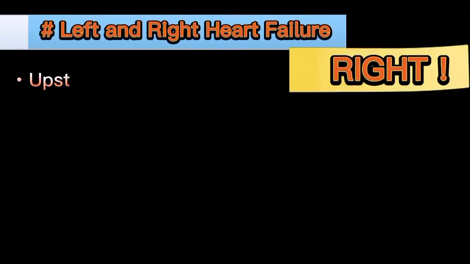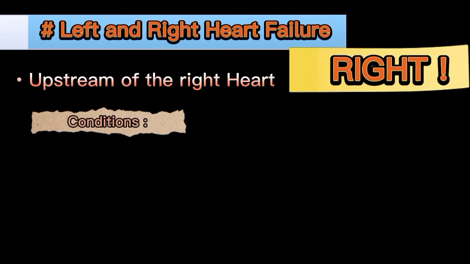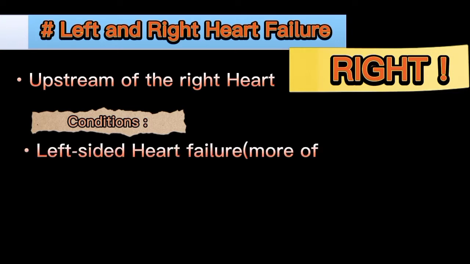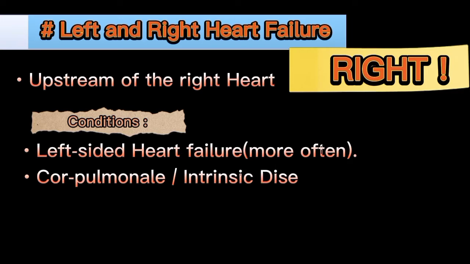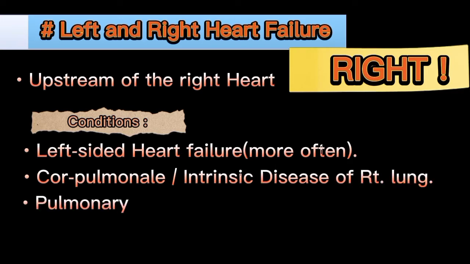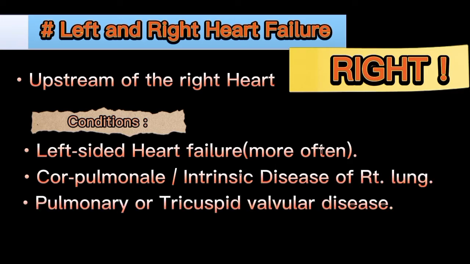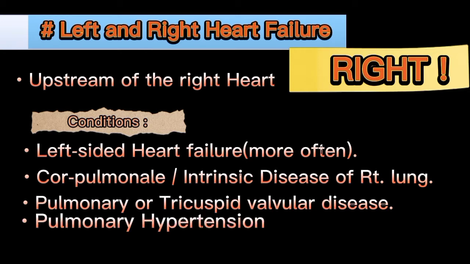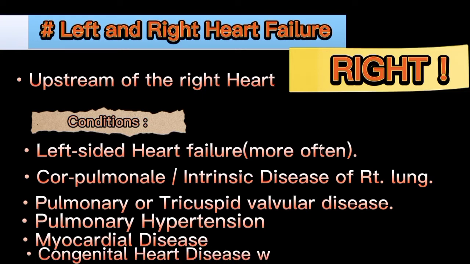In right-sided heart failure, there is an upstream to the right heart. It occurs more often as a consequence of left-sided heart failure. Can also be due to pulmonal or intrinsic lung disease, pulmonary or tricuspid valvular disease, pulmonary hypertension secondary to pulmonary thromboembolism, right-sided myocardial disease, congenital heart disease with left to right shunt.